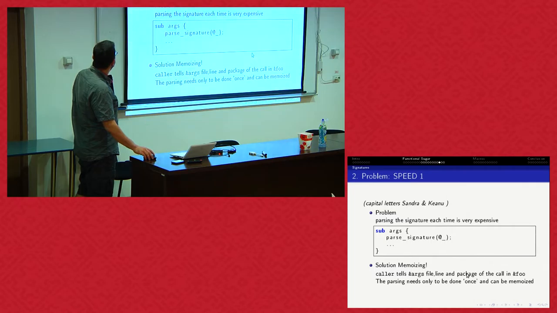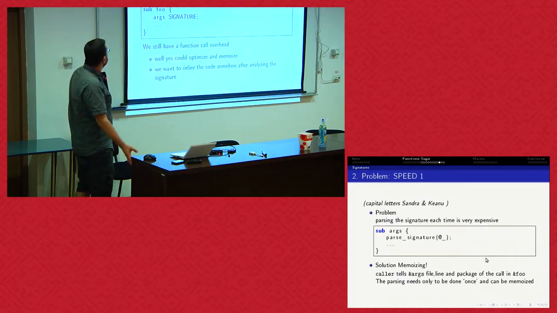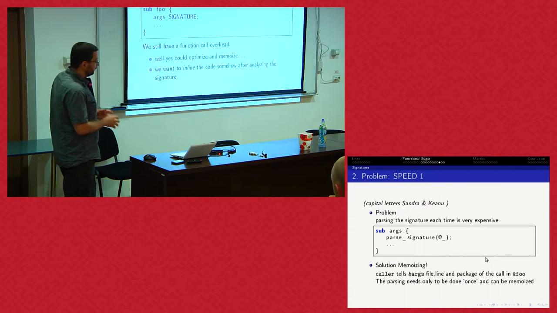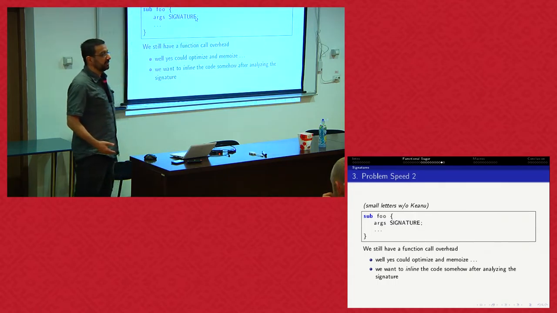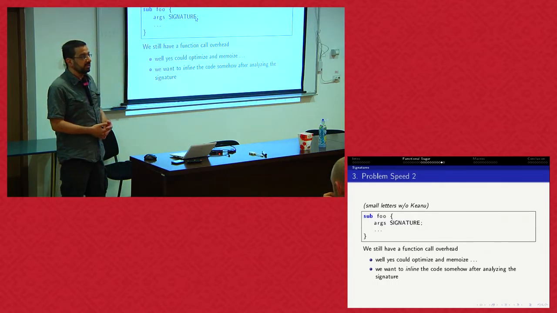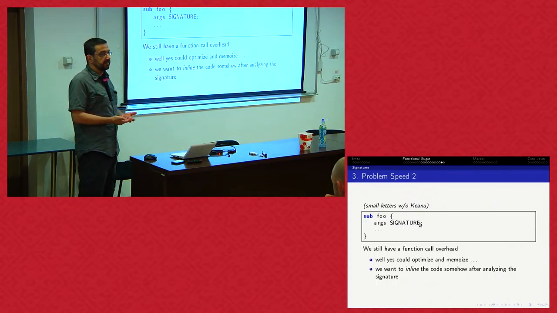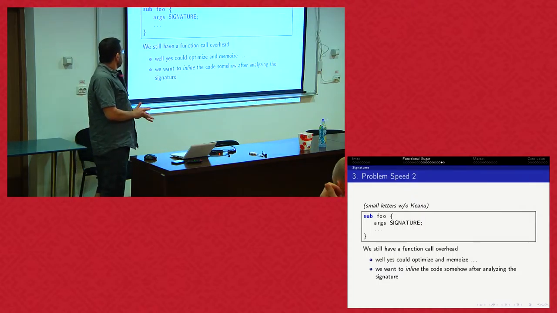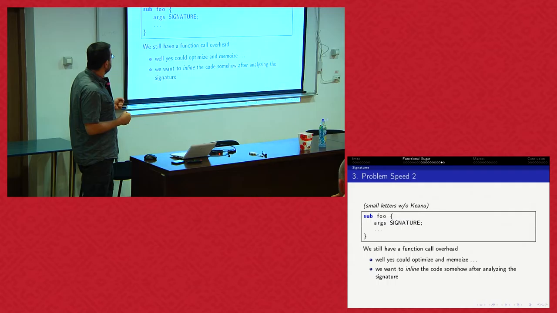I think I skipped a problem. No, design, speed. So this can be solved. And now a minor problem. It's speed still. If you have foo and you call args with a signature, you still have the overhead of an extra function call. And if you want to write performant code, you don't want to have extra function calls, because function calls in Perl are expensive. So we have this overhead, and yes, we could optimize and memoize, but we don't get away from the overhead of calling args each time.